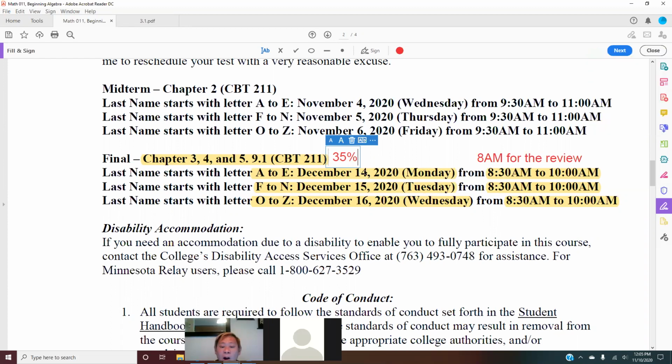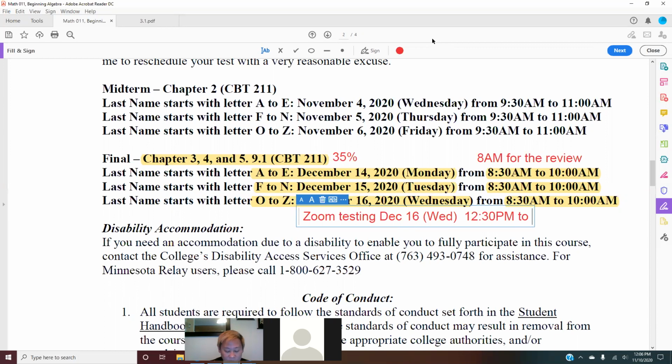If you cannot come on the day that is written down here, let's say you should come on Monday, but you have something going on, please email me and let me know as soon as possible, either Tuesday or Wednesday. And if you cannot even come during these times or these days, then you will have to do a Zoom testing on December 16th, the Wednesday. The Zoom testing is at 12:30 p.m. to 2 p.m. And it's like a Zoom class like this, but this time I will be watching you taking the test. So there are 4 options here now.